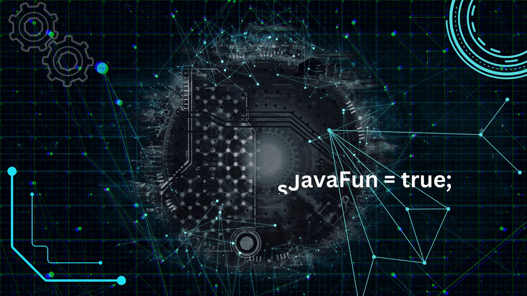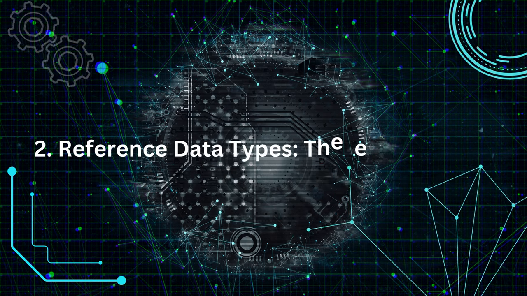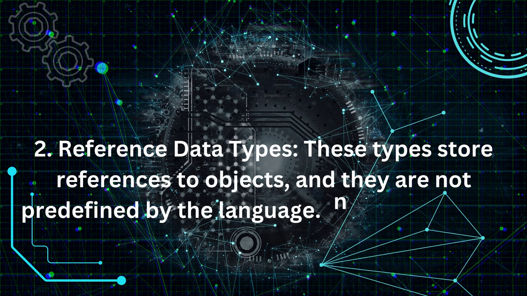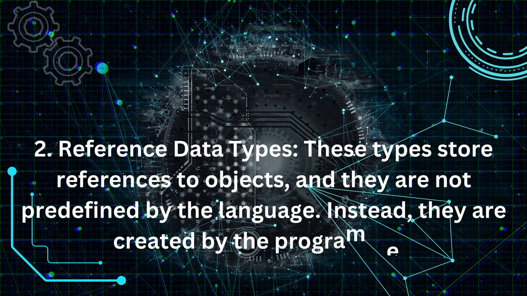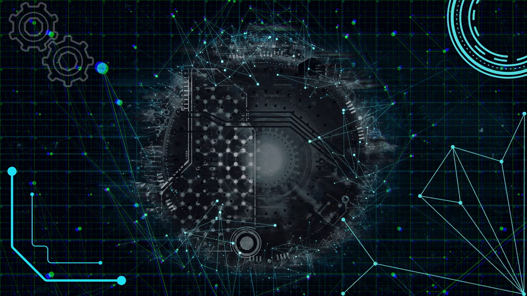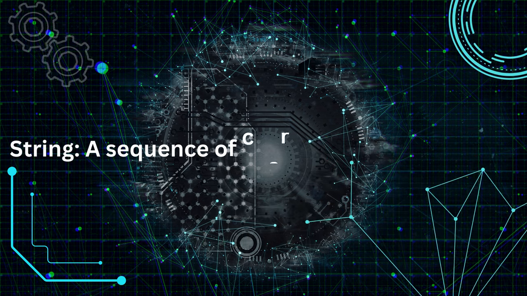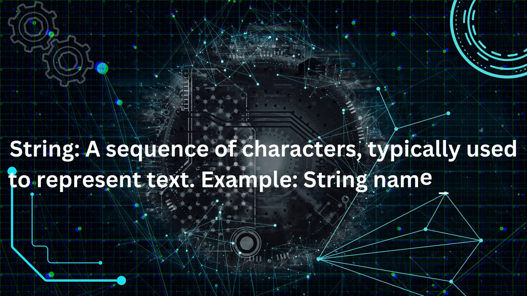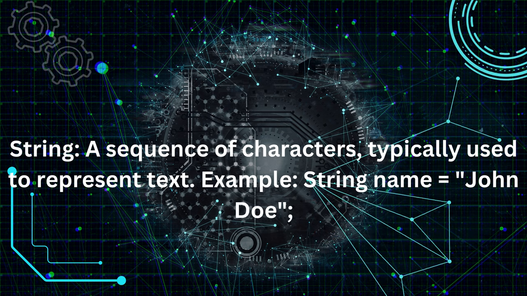2. Reference data types. These types store references to objects, and they are not predefined by the language. Instead, they are created by the programmer. String. A sequence of characters, typically used to represent text. Example: String name = "John Doe".